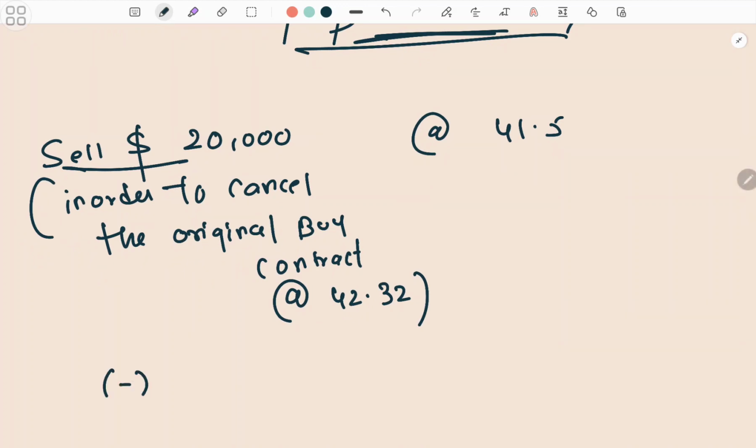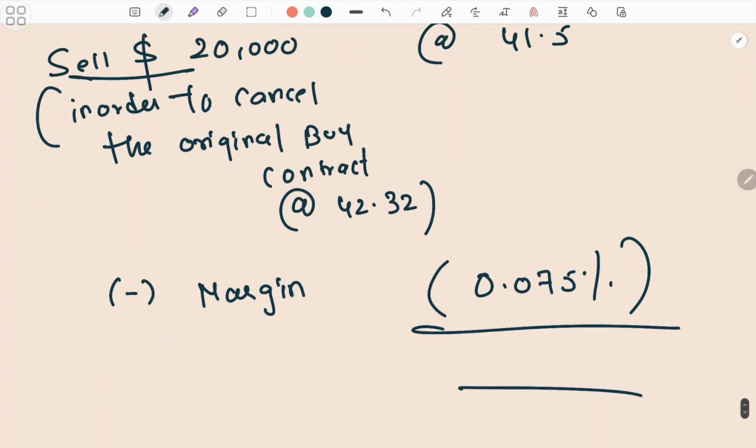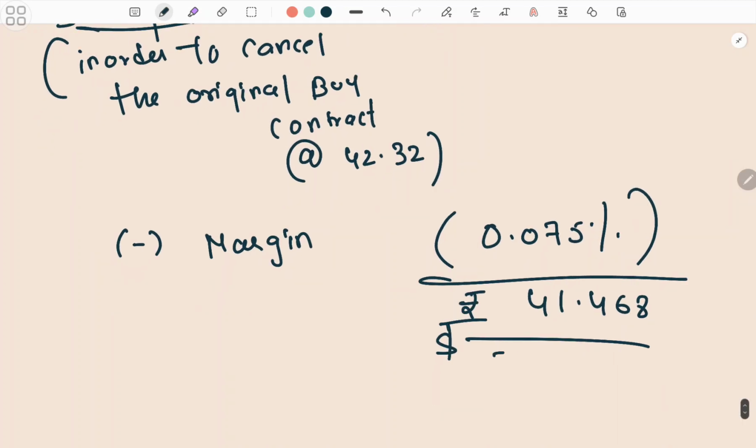How much lesser than that? It is the buying margin here, the margin which the bank takes, which is 0.075%. So after you reduce that, you get a rate. Calculate that. 41.5 minus 0.075 percent gives me 41.468 rupee by dollar. So this is the rate at which the importer, the customer, will sell to the bank.